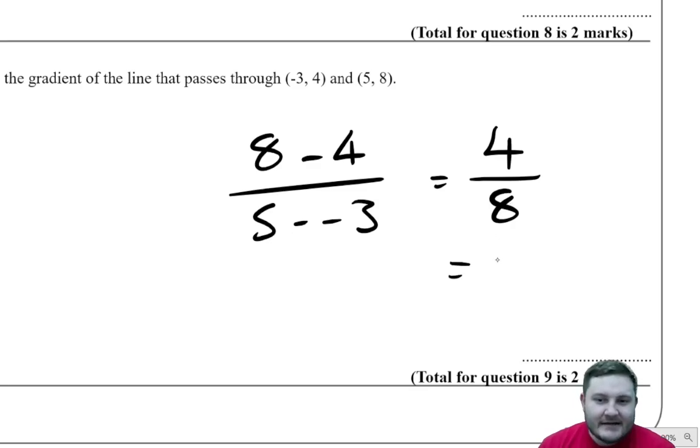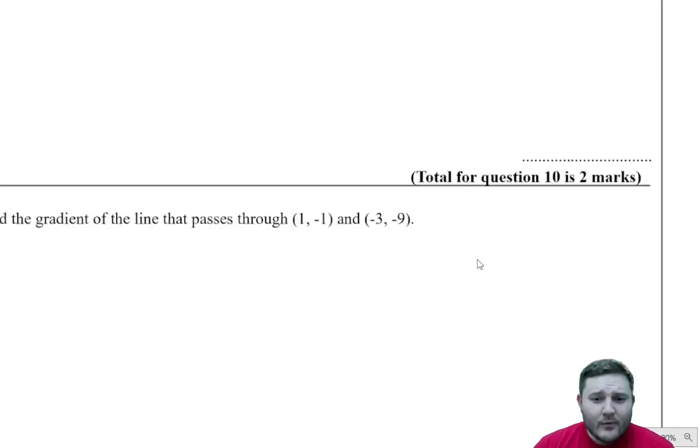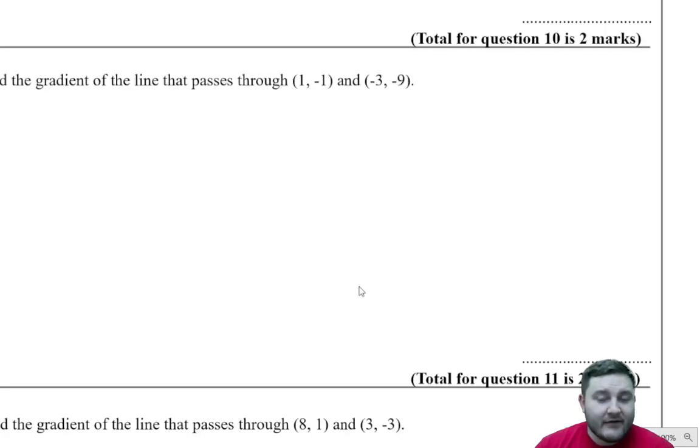4 divided by 8 isn't a whole number, but this can simplify to a half, so the gradient is a half. So, all really nice ideas, isn't it? Okay, with that sort of negative idea in mind, have a go at this one, see what you can come up with, and then I think there's one last idea I just want to have a look at.